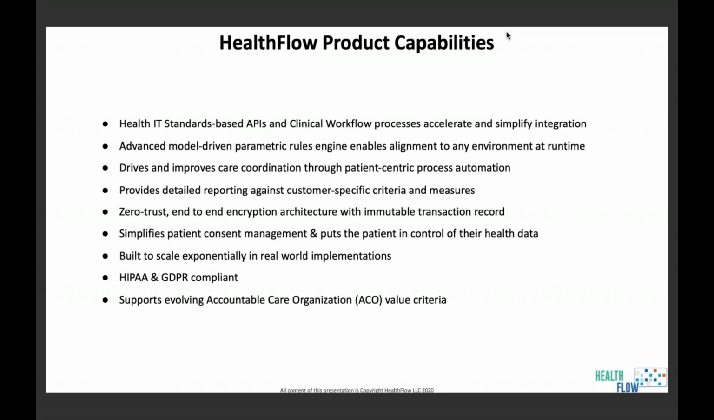Zero trust end-to-end encryption architecture, again, with that immutable transaction record. That's the one question that Tracy mentioned that came across, which was around blockchain. We were originally leveraging Hyperledger Fabric. We have since transitioned to Hyperledger Besu, which is Ethereum-based. We've been working with Consensus to fully transition to that particular blockchain. It's more suitable for our particular environment. Transaction measures are far better.